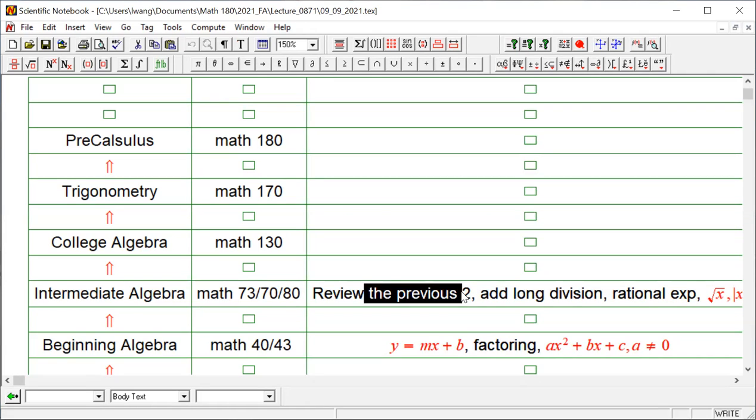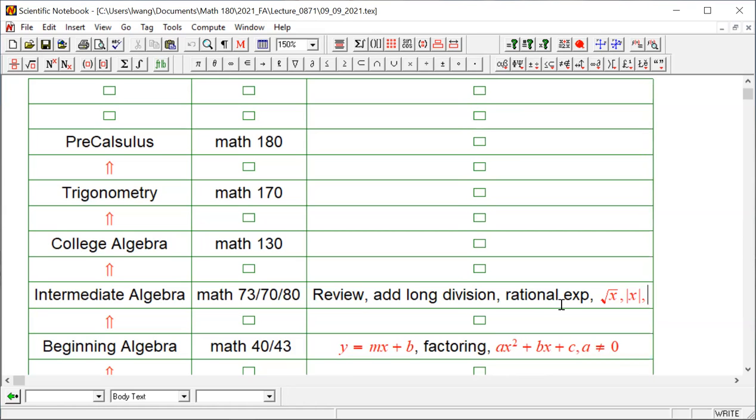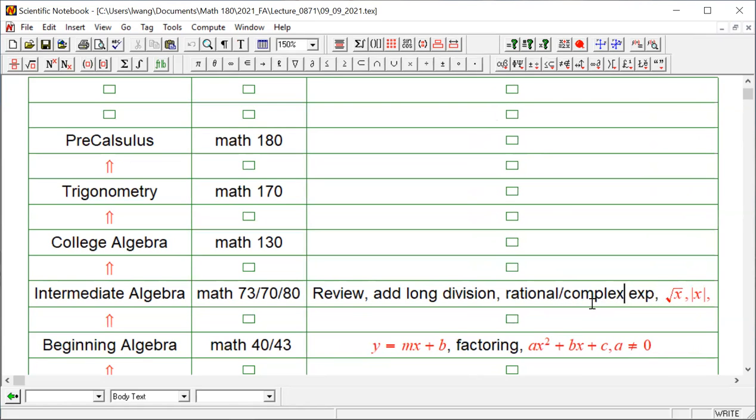I should try to make these shorter. So add long division, rational expressions, complex fractions. You have all of these things, and the power, right? Exponents.